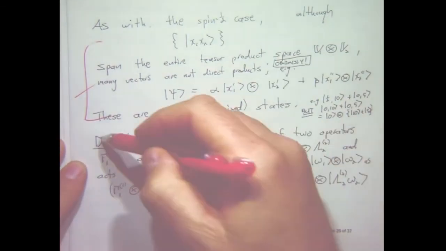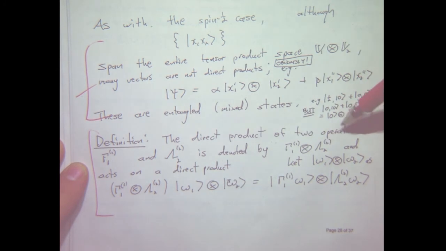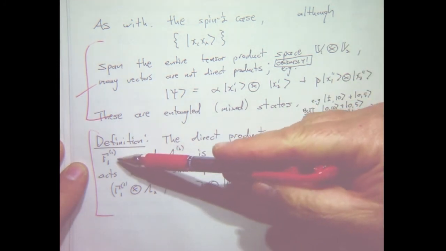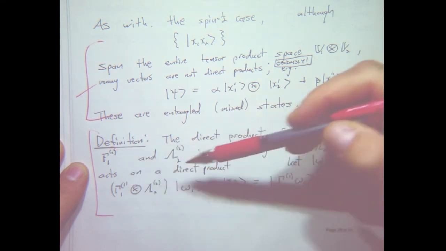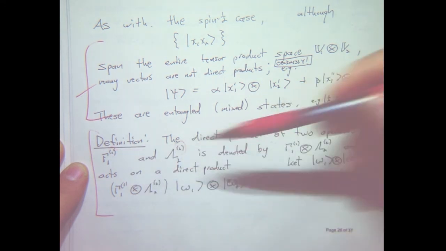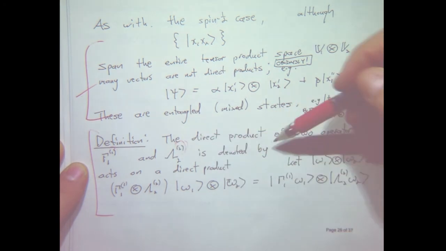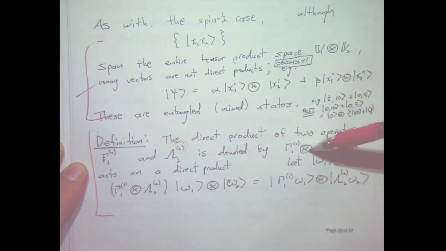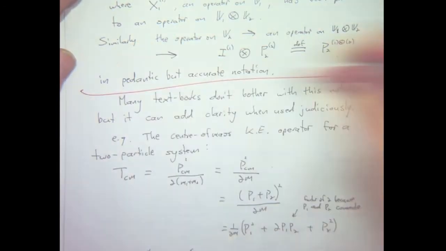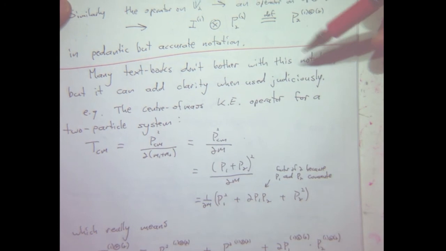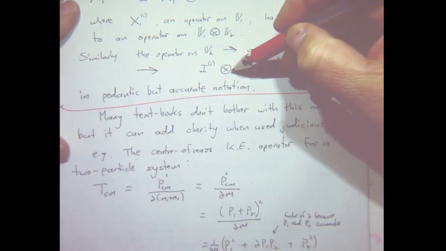Definition. This is just what I said a few minutes ago: the direct product of two operators. This is just straight from Shankar. Gamma 1 from the first Hilbert space, lambda 2 from the second Hilbert space. It is denoted by the direct product, or tensor product, of the two, and it acts on the direct product ket in the way that I've just described. I'm not going to do it again. And this is just the same as before. Many textbooks don't bother with the explicit notation, okay?